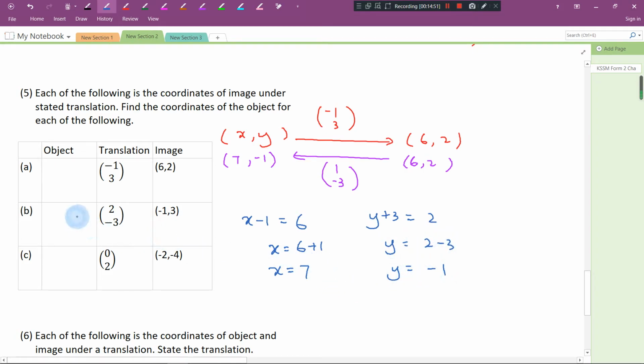And then don't forget to write the answers over here. Coordinate 7, -1. You will get exactly the same answer. So it's all up to you. You want to do this way or this way.